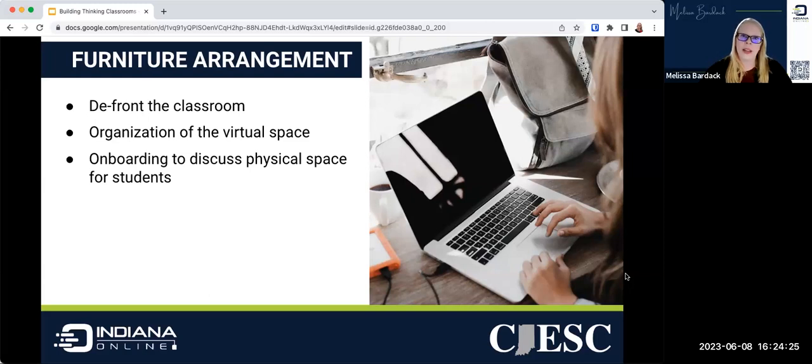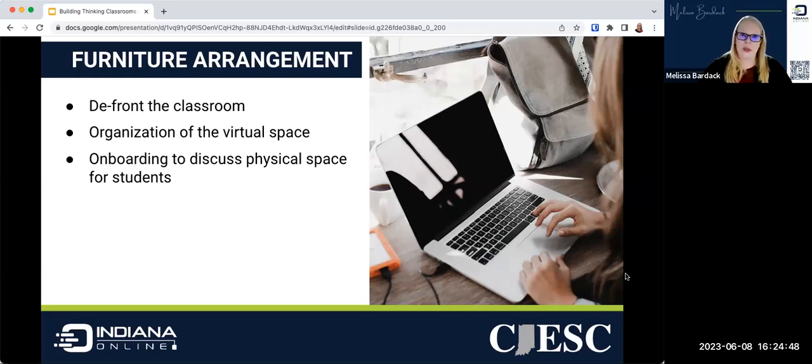We do onboarding with our students at the beginning if they are full-time to discuss the physical space that they work in. Do they have a workspace to set up their computer? Do they have a chair and a desk or a table, someplace to sit and stay focused that is strictly for their schoolwork? And this helps students stay focused and stay working in their environment.